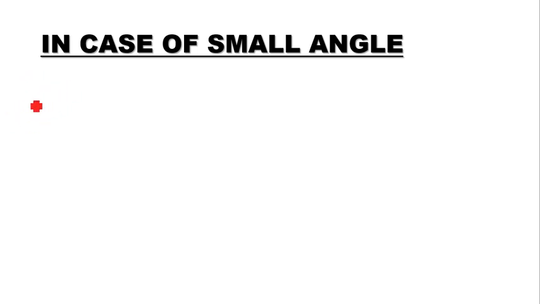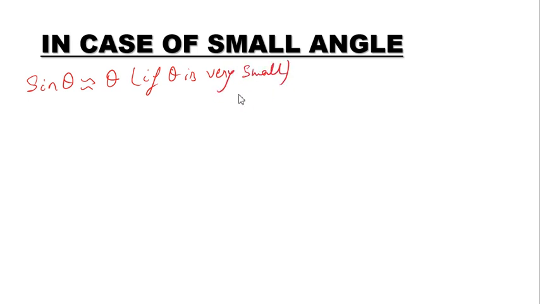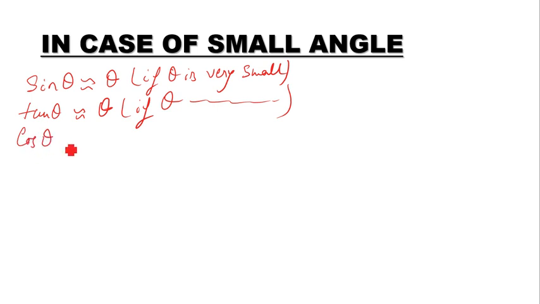For that, what maths tells us: sin theta is approximately equal to theta if theta is very small. And tan theta is also approximately equal to theta if theta is very small. Cos theta is approximately equal to 1, not theta. If the value of theta is small, then the value of cos theta will not be theta, the value of cos theta will be 1, for very small values of theta. So just keep these three concepts in mind.